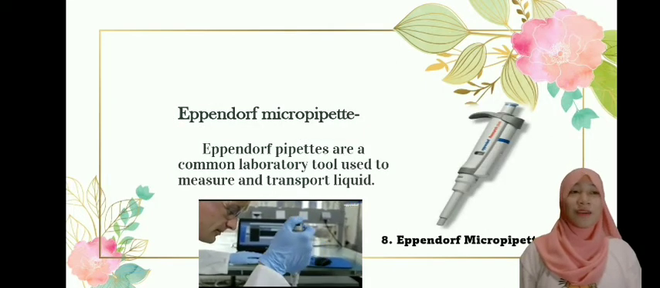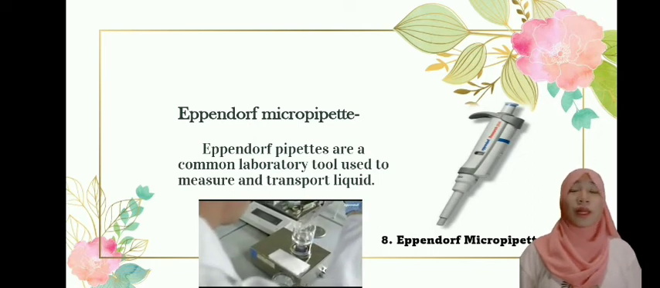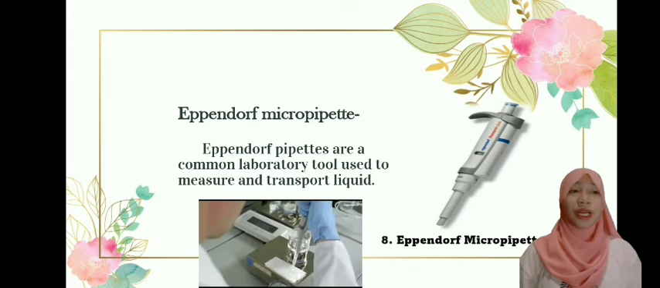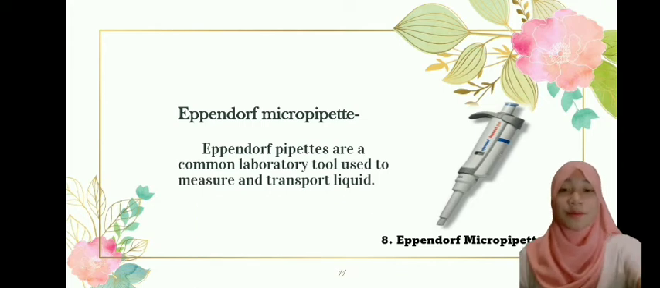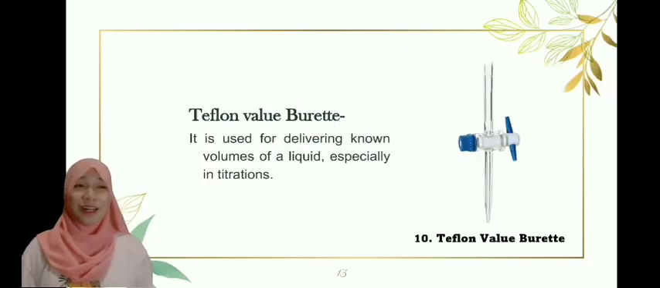And also we have the Eppendorf micropipette. Pipettes are a common laboratory tool used to measure and transport liquid. We have the glass head valve burette. It is a laboratory apparatus used in quantitative chemical analysis to measure the volume of a liquid or a gas. We have also the Teflon valve burette. It is used for delivering known volumes of a liquid, especially in titrations.